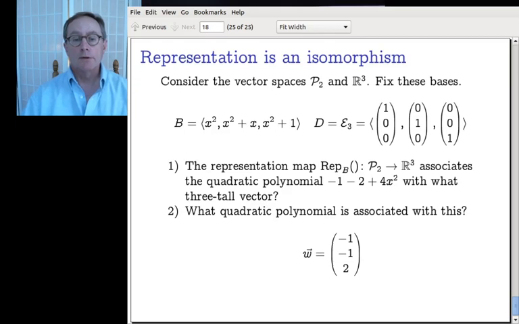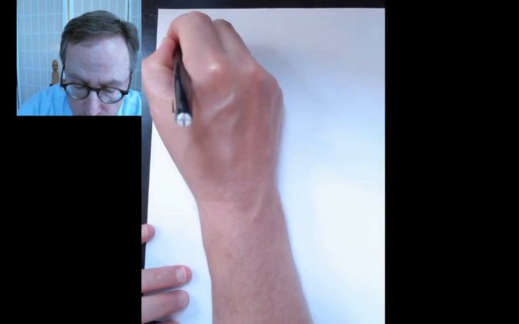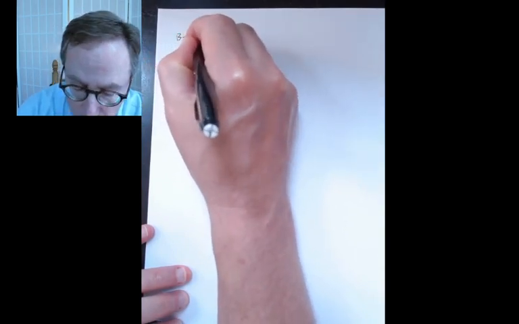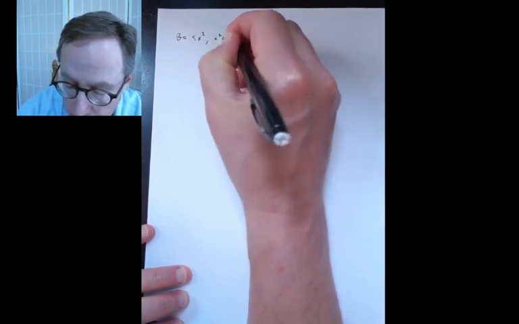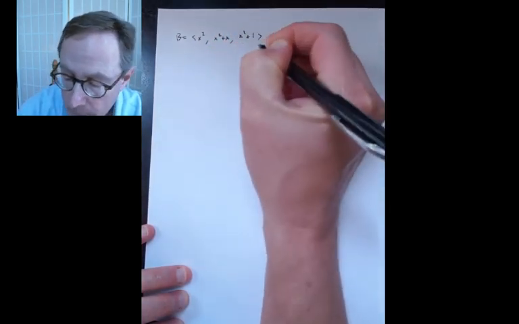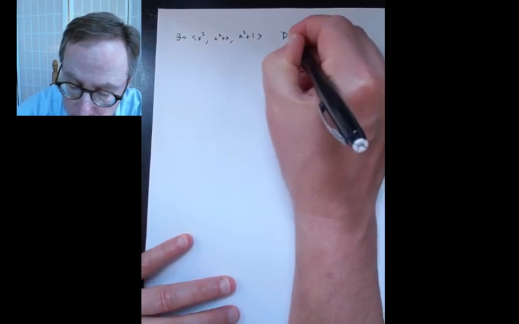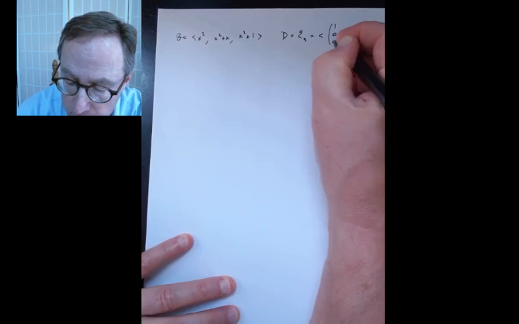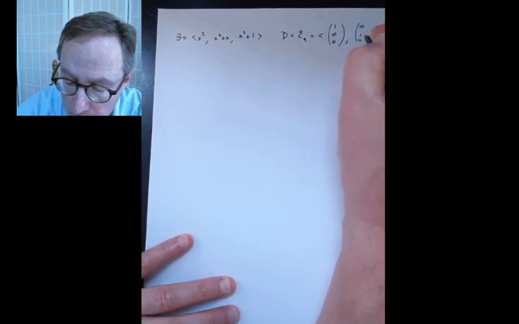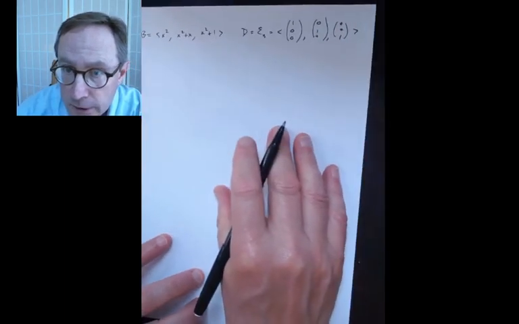Okay, so let's have a look. Let's see if I can remember what the parts are now that I clicked away from it. So B is x squared plus x, and x squared plus 1. And then, of course, D is the standard basis, which I know a person remembers, but anyway, just to have it written down.